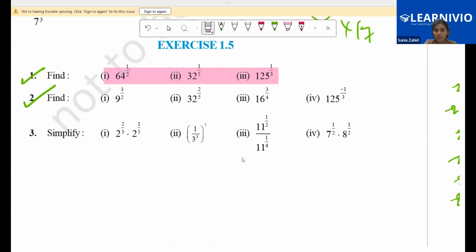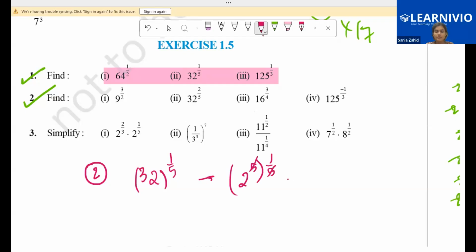Yes. Children, have you completed your work? Yes, ma'am. Okay. So who will tell me the second answer? Okay, Abdul, you tell me. The answer is 2. No, how is the answer 2? Can you tell me first how will you break down 32? 2 raised to 5, okay. And then whole power 1 by 5. You cancel it, you get it.